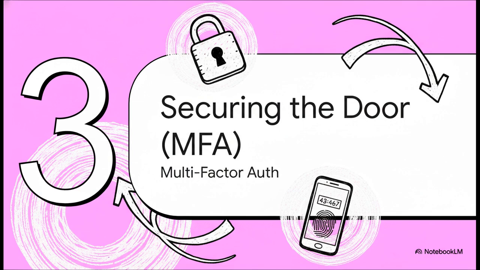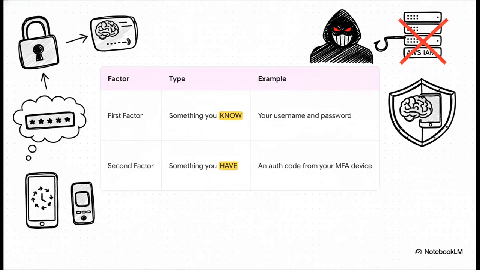Okay, so we've decided roles are our main way of granting access. Awesome. But how do we protect the people or services that are allowed to use those roles? Well, that's where multi-factor authentication, or MFA, steps in. MFA is all about adding another layer of security. It works by making you prove who you are in two different ways. The first factor is something you know, like your password. But the second factor is something you have, like that little 6-digit code that pops up on your phone app.